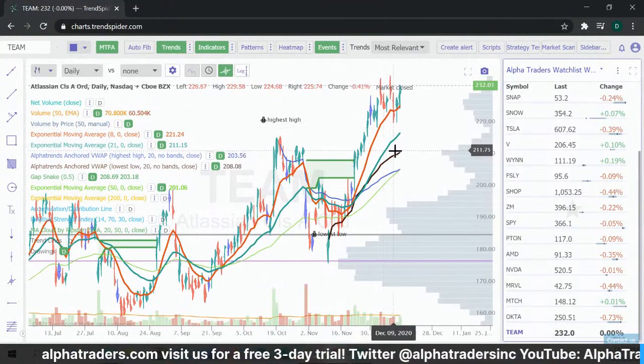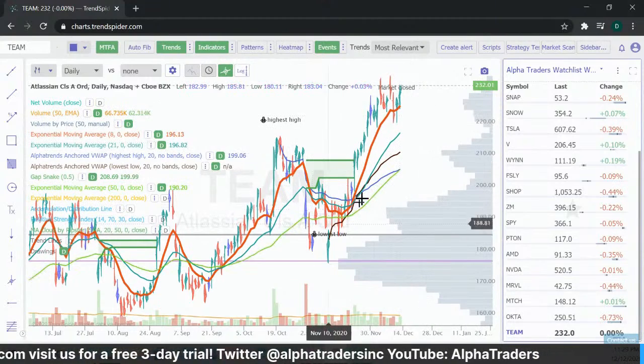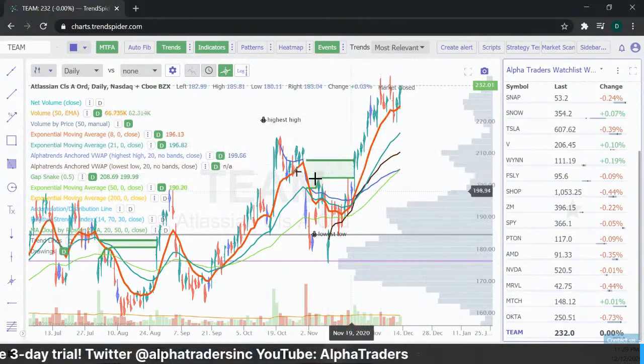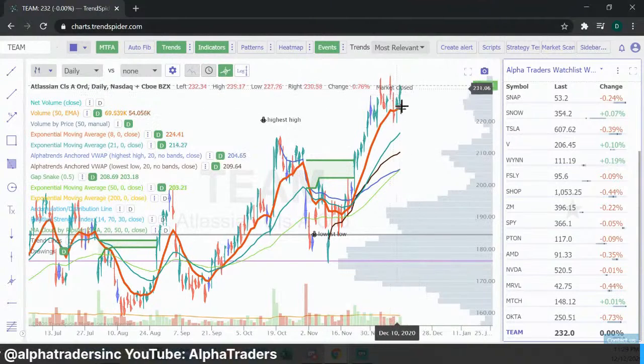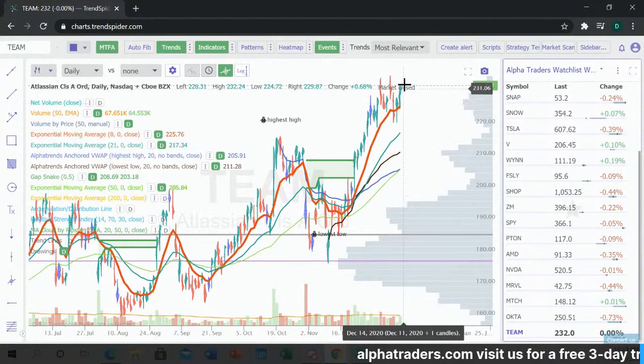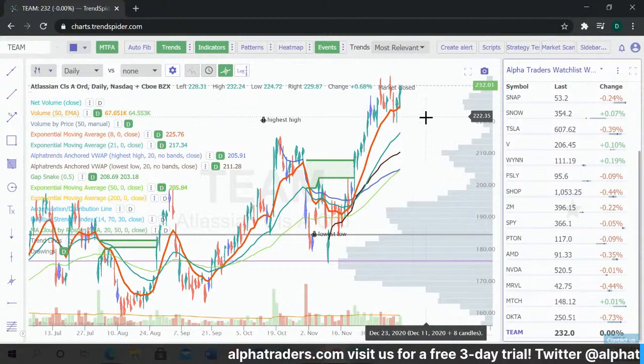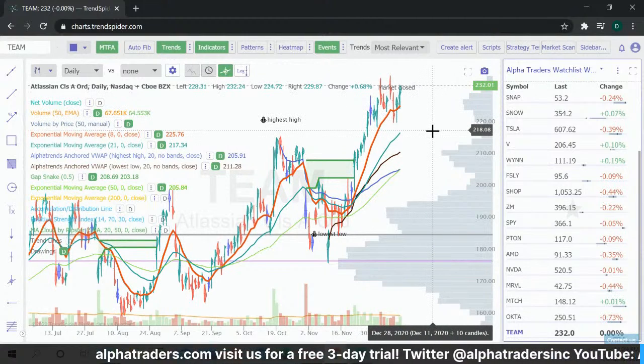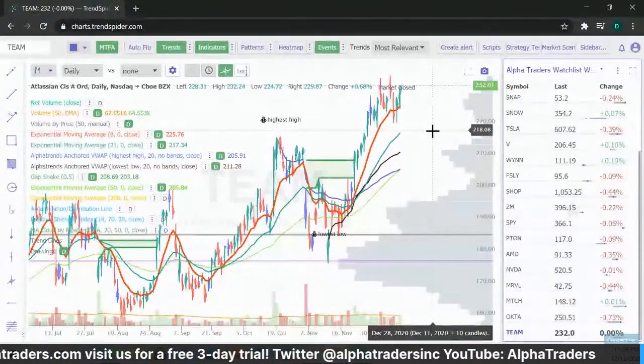Atlassian, I don't know how to say their name. Beautiful, just absolutely beautiful. Be wary of the gap down, but it looks great. Tap that 8-day again. It's at the very top of the range. You want to see if it comes down to 225, taps the 8-day, or just kind of flags here and lets the 8-day catch up. You'll be pretty happy. So that's what we have.